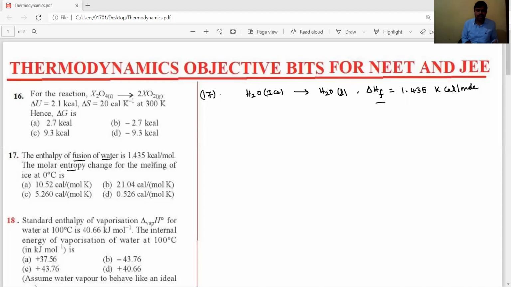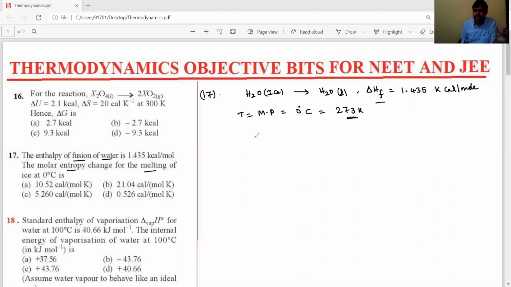Okay, and the molar entropy change we need to find out, and the melting point temperature. The temperature at which ice melts into liquid state is known as melting point temperature. The melting point temperature is equal to 0 degrees centigrade. So T, the melting point temperature, is equal to 0 degrees centigrade, which is equal to 273 kelvins.